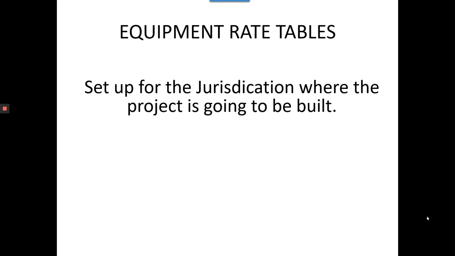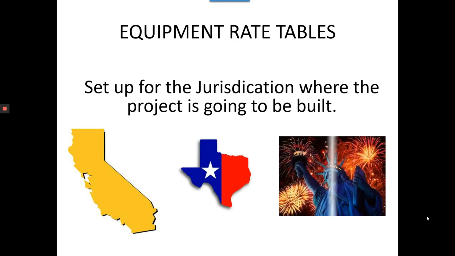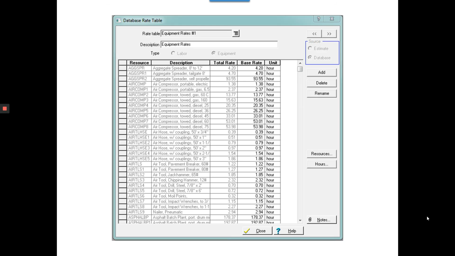People often ask me, can you do work in other parts of the country? And I explain to them, absolutely. There's two things we need to do, and that's develop equipment rate tables for the jurisdiction that we're working in. So if we're working in California, the rates for equipment will be different than Texas. And here's a rate table just to show you what a rate table looks like.